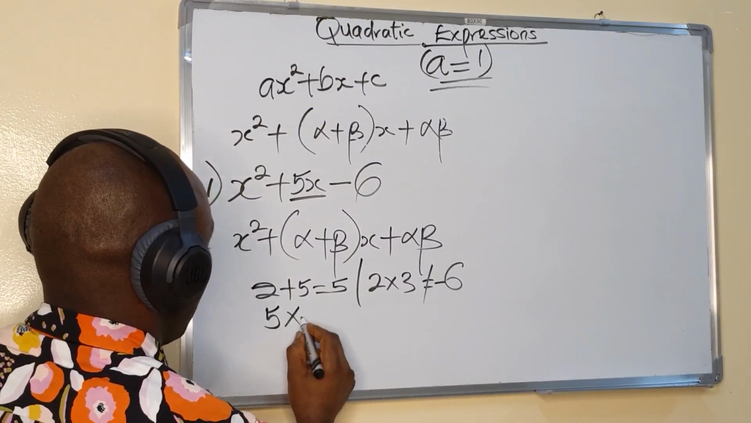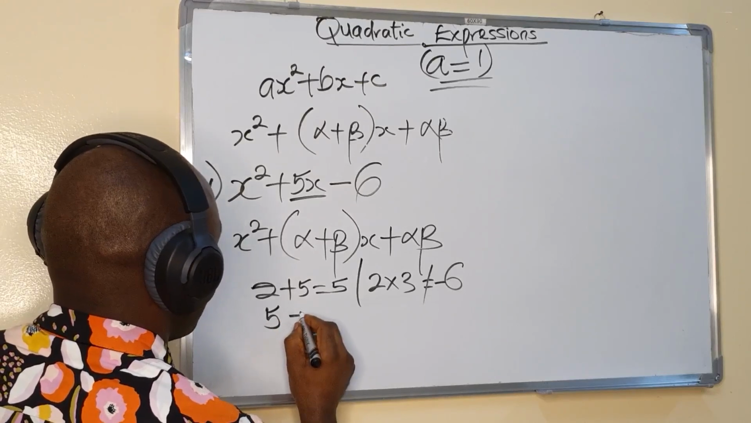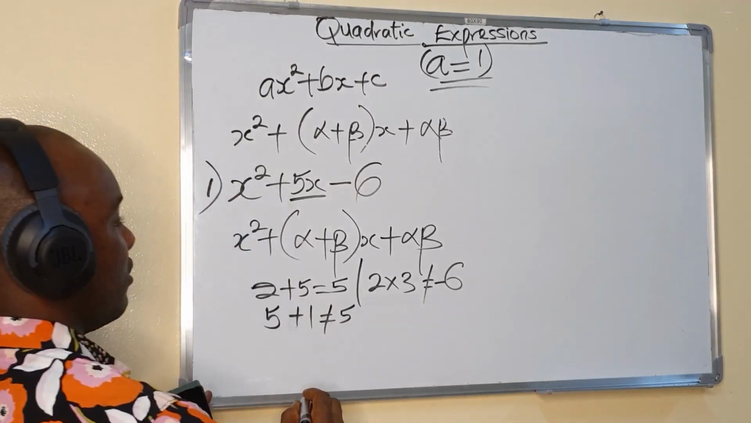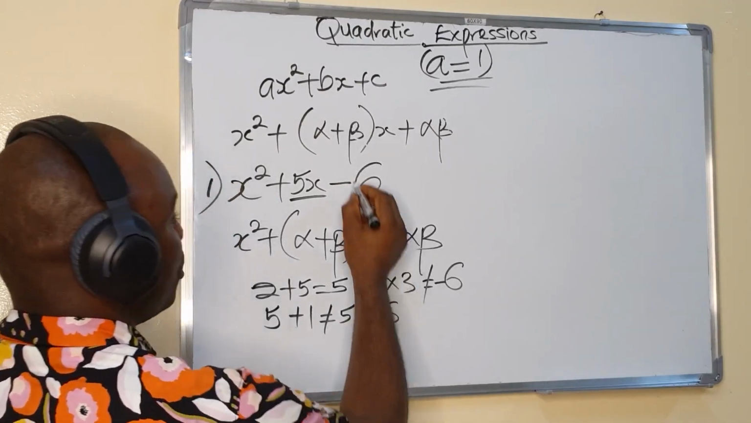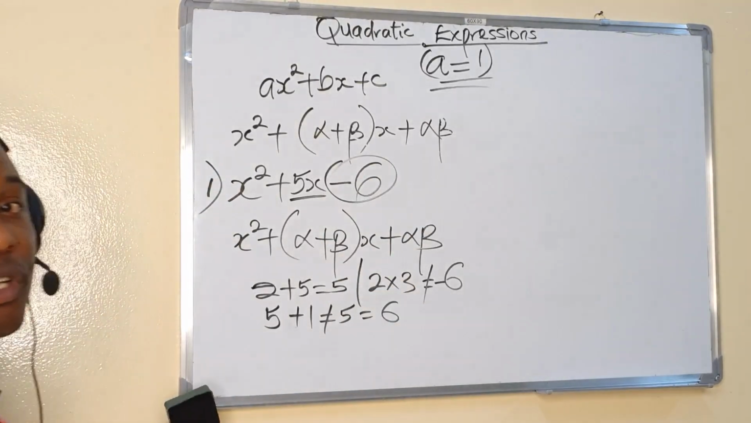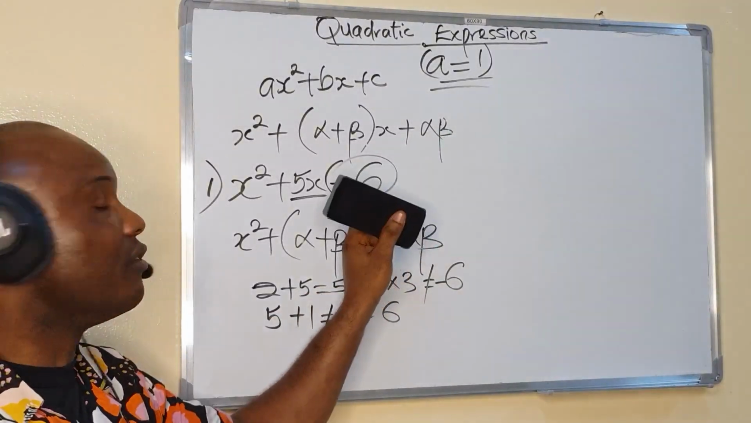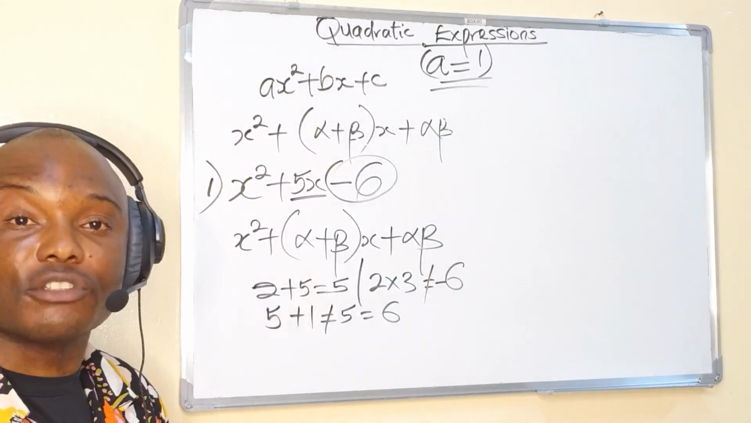Let's say 5 and 1. 5 add 1 is not going to give me the number 5, but it's going to give me the number 6, which of course is not what we're looking for, because our focus here is to look for alpha multiply beta to give us -6. So let's think of something else.